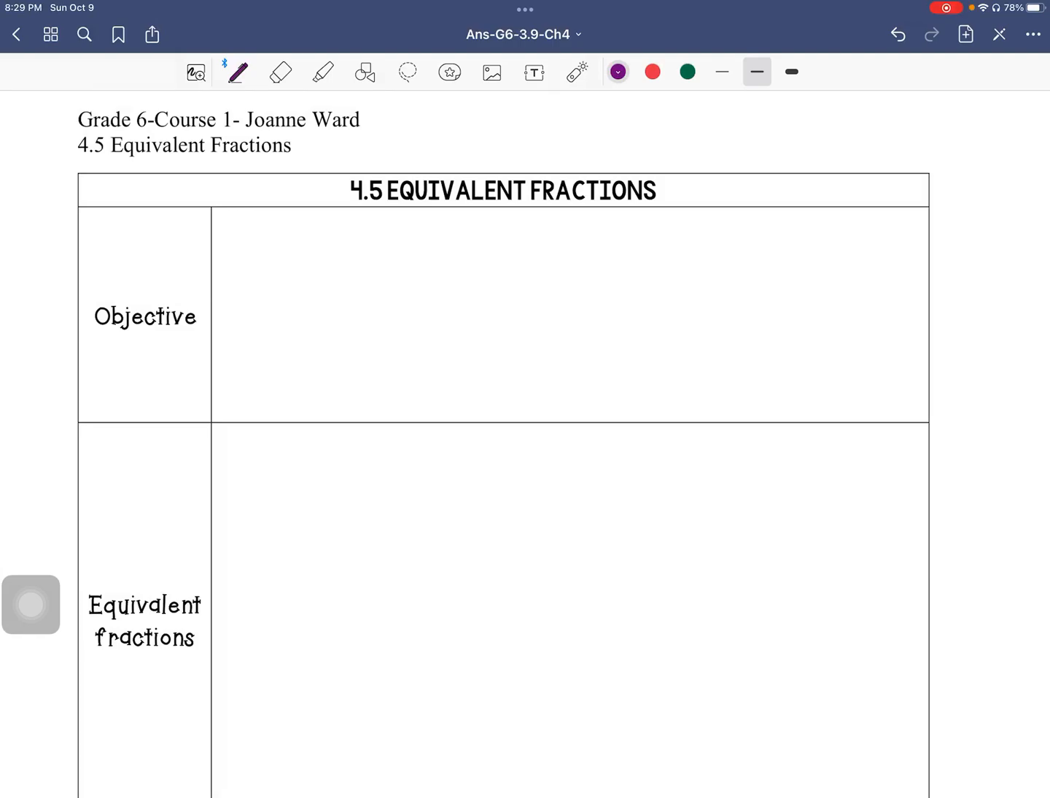So 4.5, I want to talk about equivalent fractions. In equivalent fractions, the objective is to learn to write equivalent fractions.